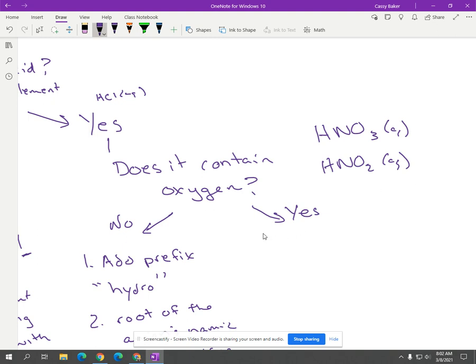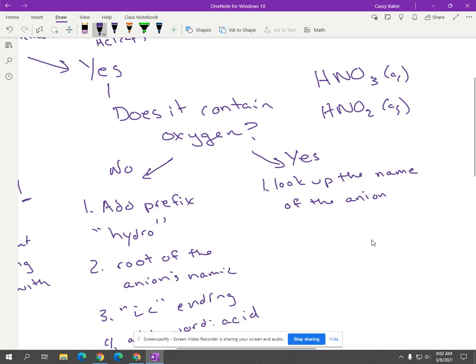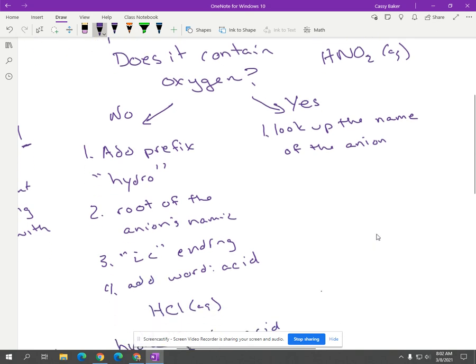So the first thing you're going to do here is look up the name of the anion. Now hopefully you know some of them already from your work with ionic compounds, but you might not. So here's what you're going to do. If the name ends in ATE, you're going to change it to an IC. If the name ends in ITE, you're going to change it to an OUS. Then you add the word acid. So let me show you this one.